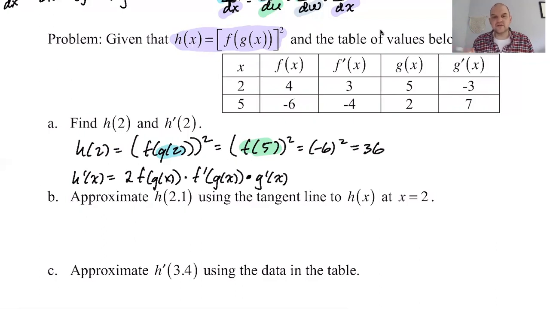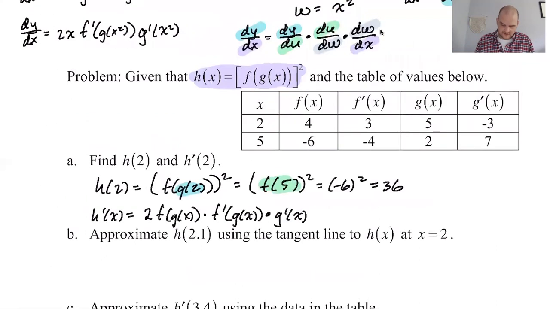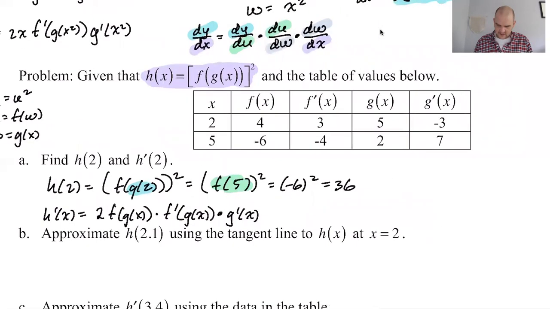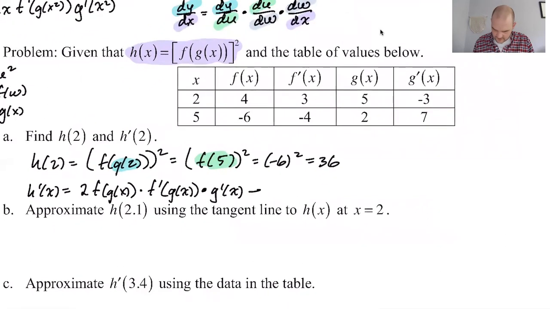So it works. If you want, you can write it out. You could write y is equal to u squared, u is equal to f of w, w is equal to g of x, and you can go for it. If you need to do that, do it. It's not a problem. I crashed it. Hold on. I'm back. All right, let's see.